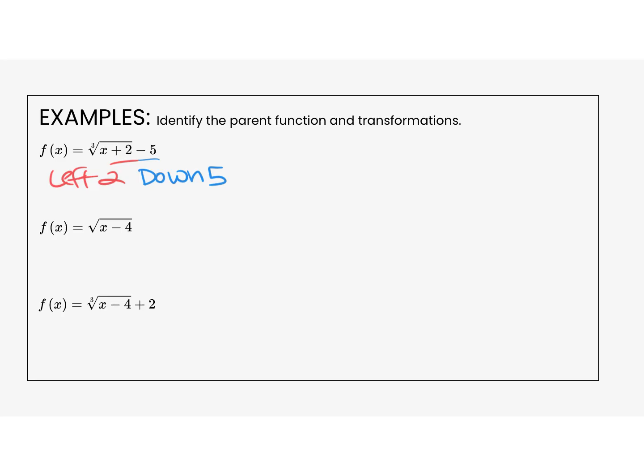Next one, I have the square root of x minus 4. This is under the radical, so that's right or left. And since it's minus, that's telling us right 4. Next one, cube root of x minus 4. So again, that inside is right 4. And then the plus 2 on the outside is telling us up 2. So hopefully you pick that up pretty quickly because, again, we have seen this quite a bit with other parent functions.